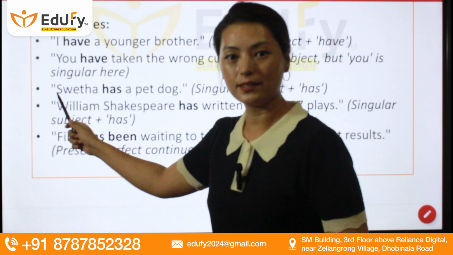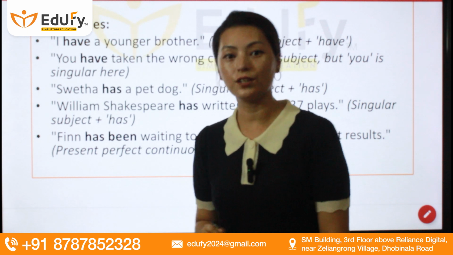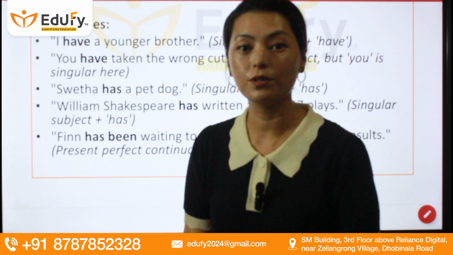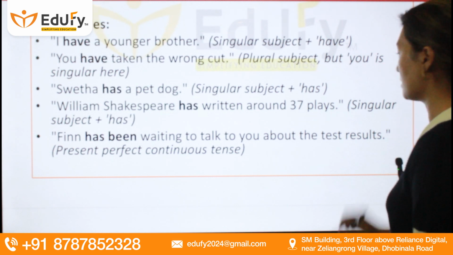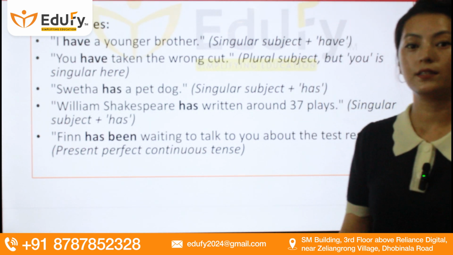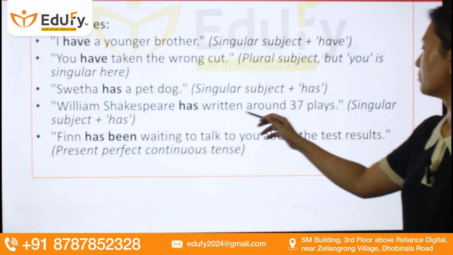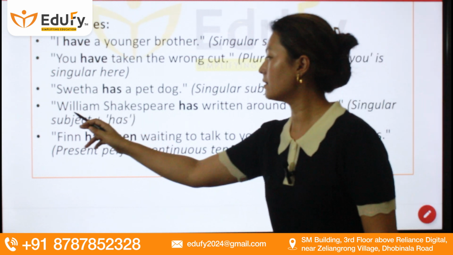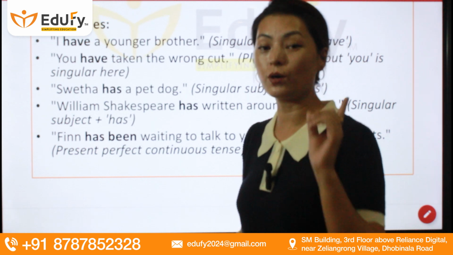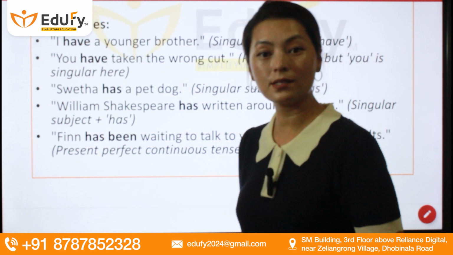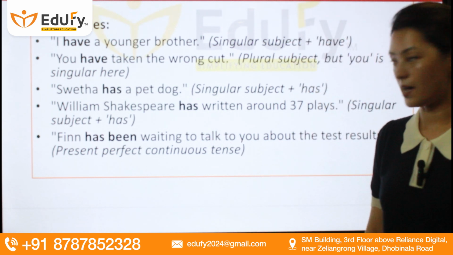In the next example, we have Shweta has a pet dog. Shweta here is a singular subject. Therefore, the verb will also be singular here. So, this is the correct usage in the sentence. Again, in the next sentence, can you identify whether the sentence is correct? William Shakespeare has written around 37 plays. When you look at this one, this subject is singular. We don't have multiple William Shakespeares. We only have one, right? So when we are referring to one subject, again, we will have a singular verb, that is has.